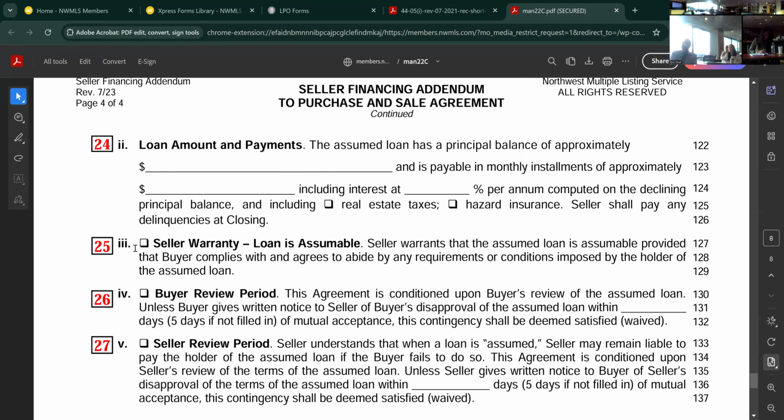And then section 3, seller warranty, loan is assumable. Seller warrants that the assumed loan is assumable, provided that buyer complies with and agrees to abide by any requirements or conditions imposed by the holder of the assumed loan. Buyer review period: this agreement is conditioned upon buyer's review of the assumed loan unless buyer gives written notice to seller of buyer's disapproval of the assumed loan within 5 days of mutual acceptance. This contingency shall be deemed satisfied or waived.